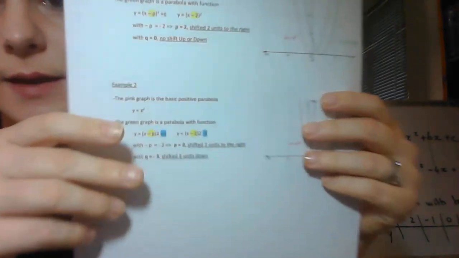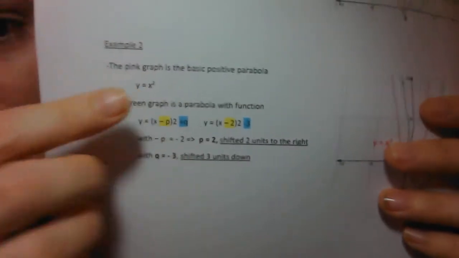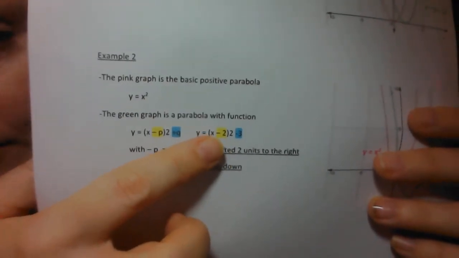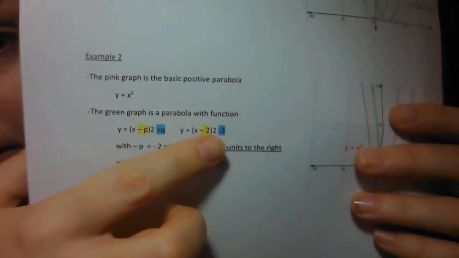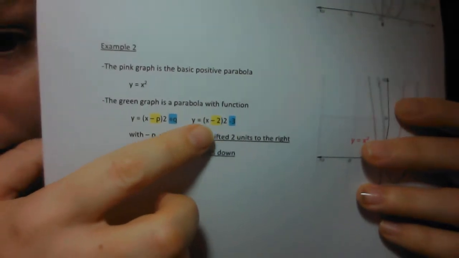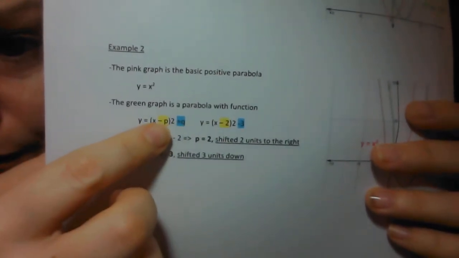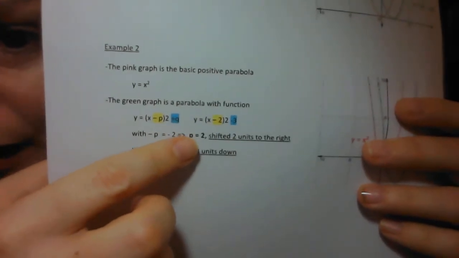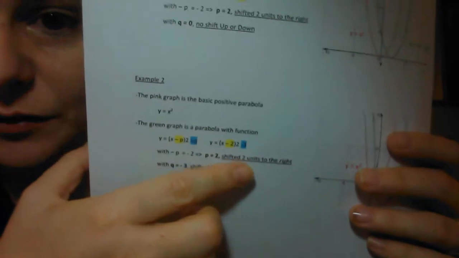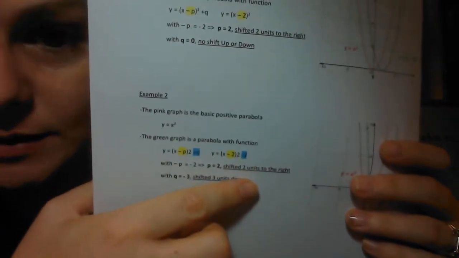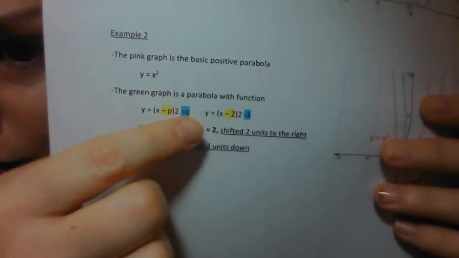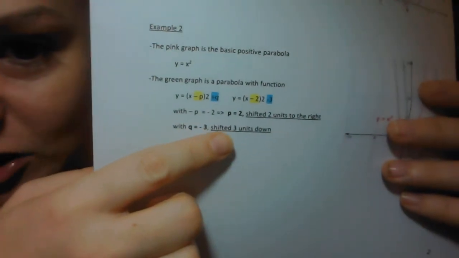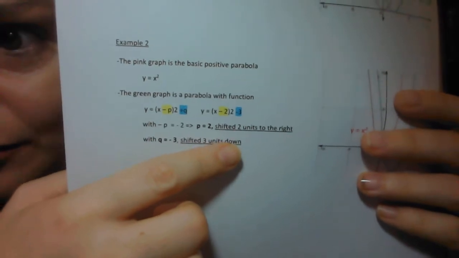Alright. Second one. Now I'm going to compare to the basic x squared. This one, (x minus 2) squared minus 3. Alright, so here the p value is 2 because minus p is minus 2, so p is 2. I shifted 2 units right. And the q is minus 3. If the q is minus 3, that shifts 3 units down.